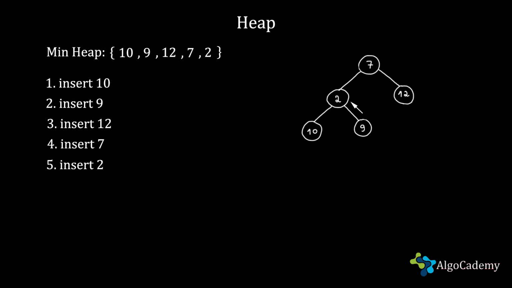We check again. Does our node satisfy the condition? It doesn't. 2 is less than 7. So we swap these two values. Now it became the root, so there is no condition to be satisfied, and this is indeed a valid min heap.